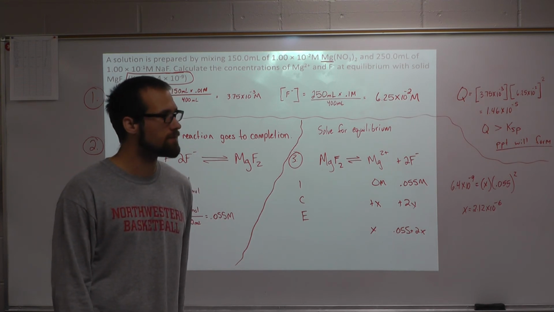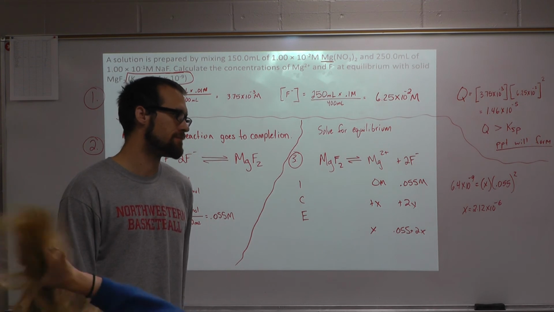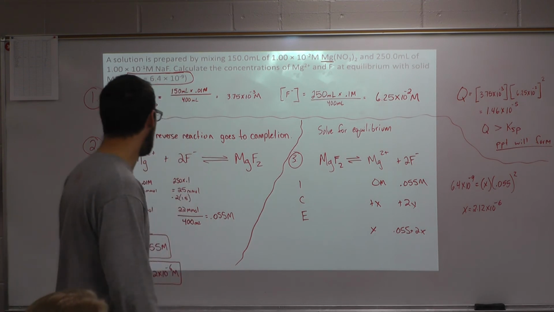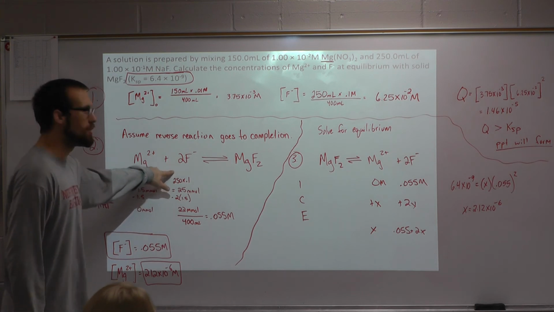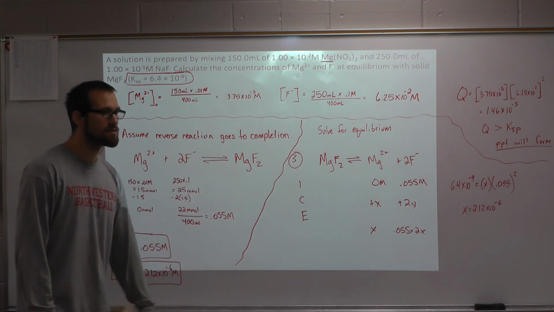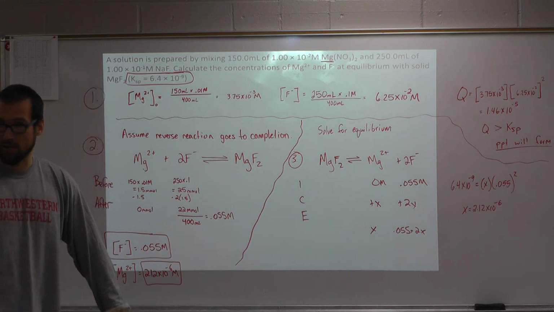Because the other Ksp is 156,200,000. Yeah, a little high. Now we know that we still have some of this, but most of it is this. Okay? Questions on this?